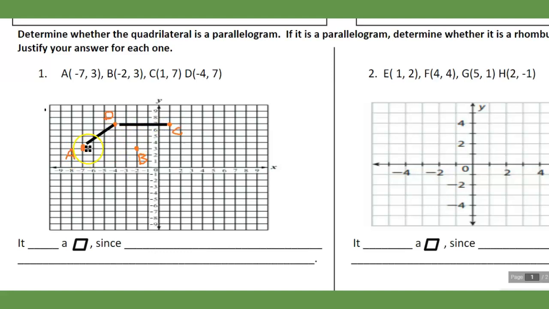So look at this first reaction here. Does it look like a parallelogram? Does it look like a rectangle? No, it doesn't look like it has 90-degree angles. Does it look like it's a rhombus?